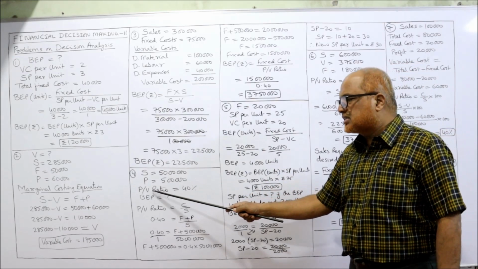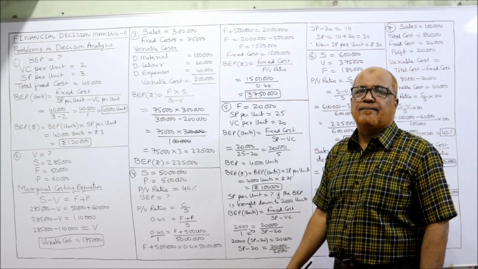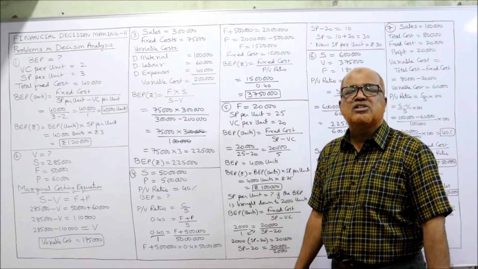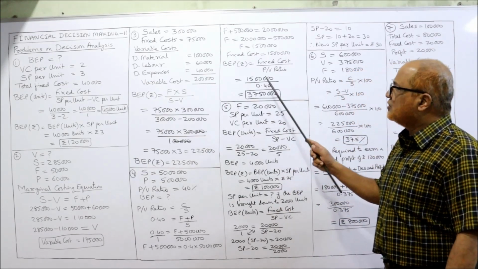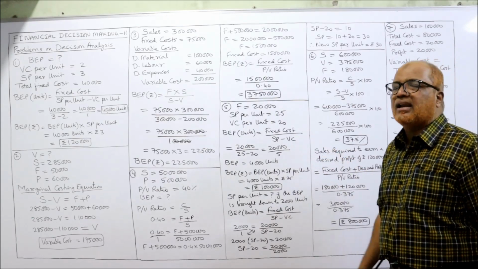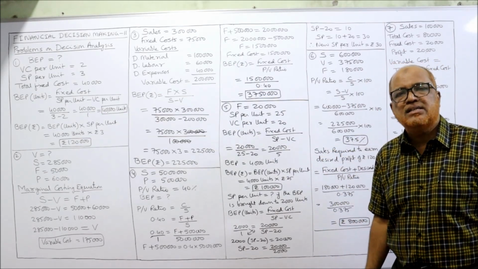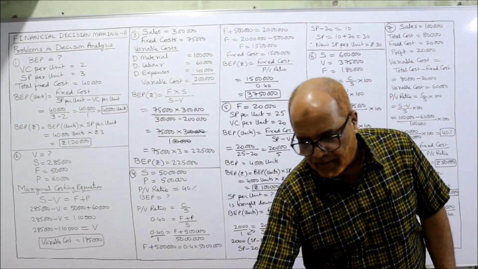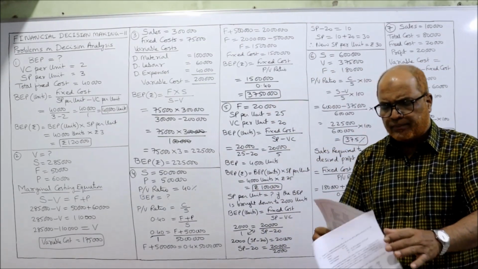And PV ratio is given in the problem, 40%. So in the denominator you can take 40% or you can take 0.4. So 0.4 I have taken. 15 lakh divided by 0.4, 37 lakh 50,000. This is the break even point. That's it. Now, fifth problem.